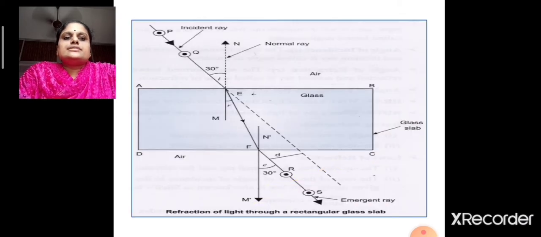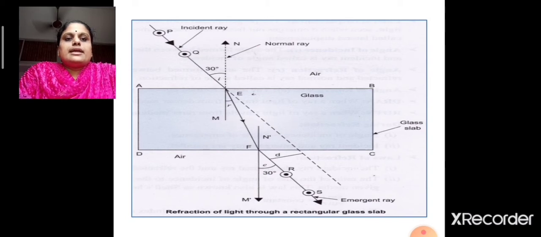We had already studied the refraction of light through a rectangular glass slab. So let us view the incident ray, which is incident obliquely on one of the surfaces of the slab. If you draw a normal to the surface, it makes an angle of incidence of 30 degrees. The ray inside will bend a little towards the normal as it is passing from air to glass, or from a rarer to a denser medium.